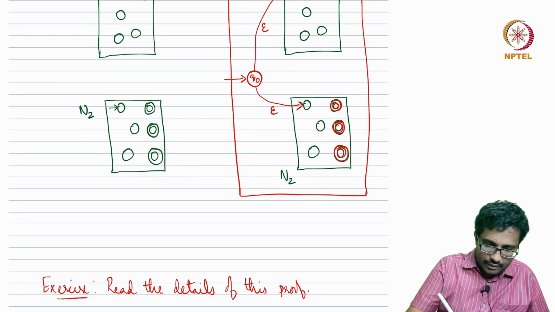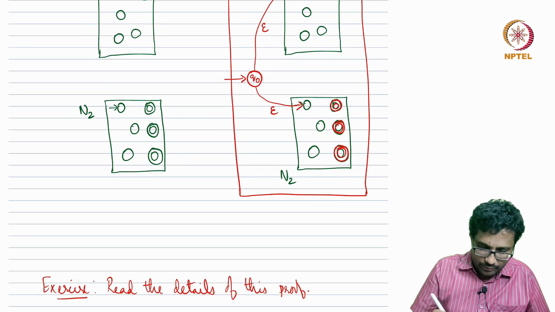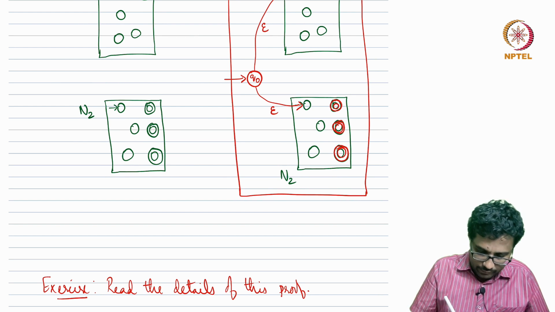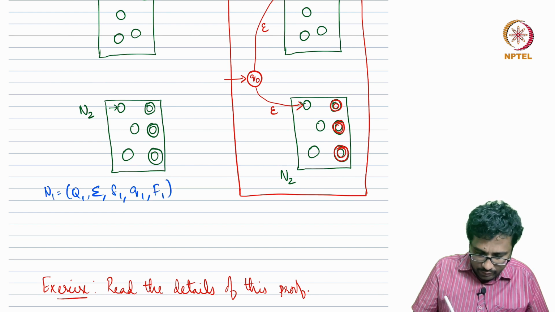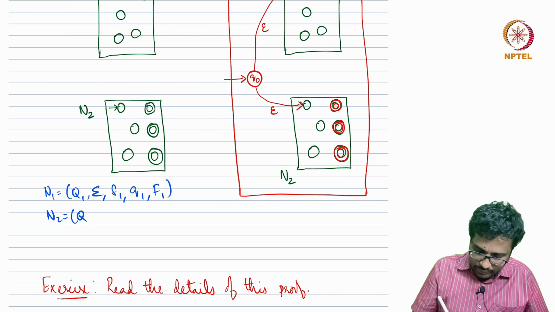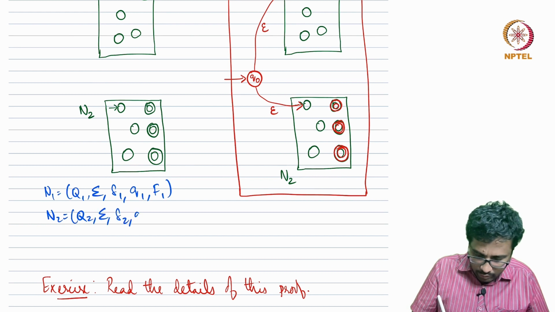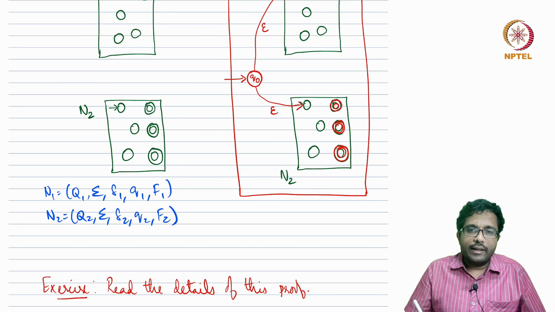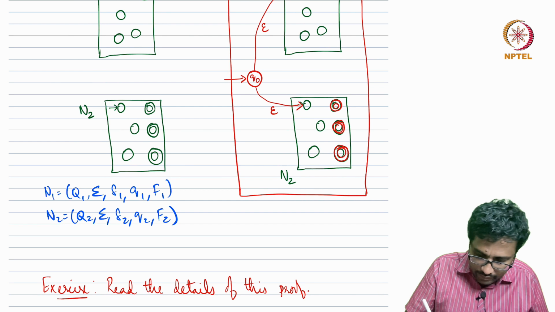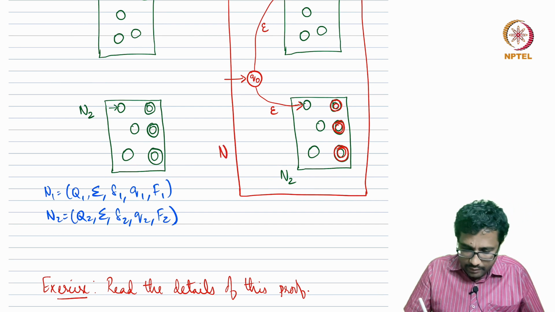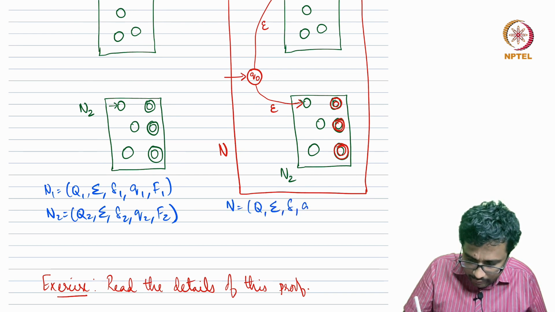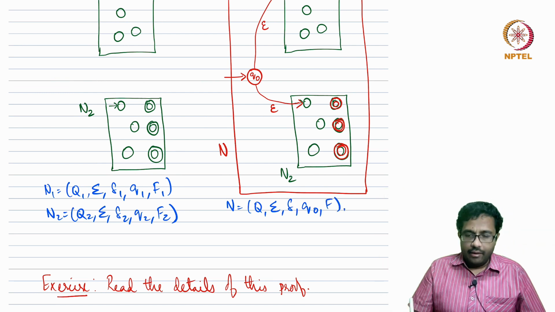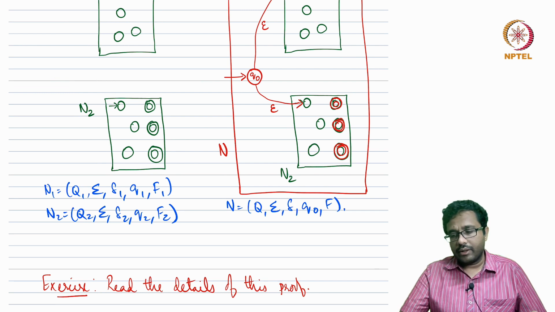So just to note, if N1 was, let's say, (Q1, Sigma, delta1, q1, F1), and N2 is (Q2, Sigma, delta2, q2, F2). Let's call the new machine N. If N is (Q, Sigma, delta, Q0, F), then we can actually write down all of this: what is Q, what is Sigma, what is delta, etc.